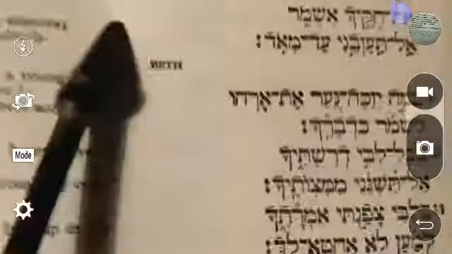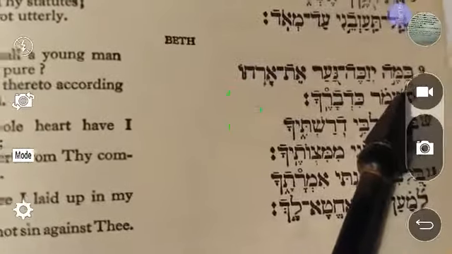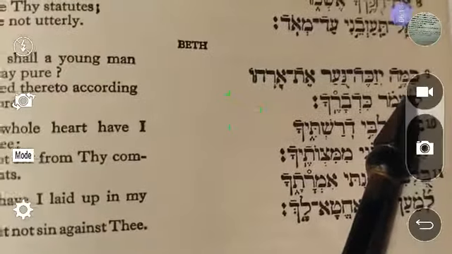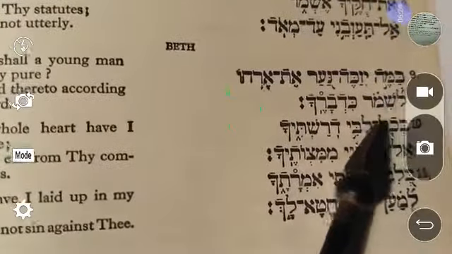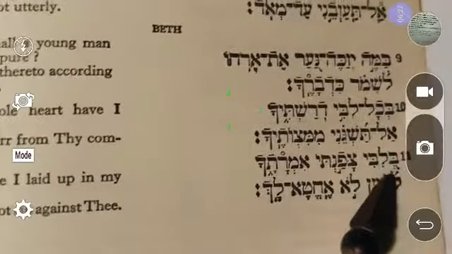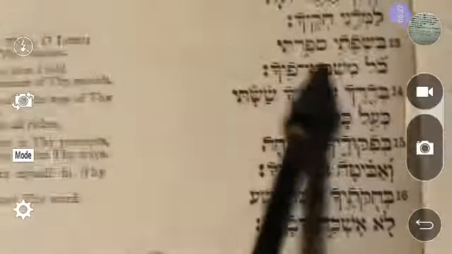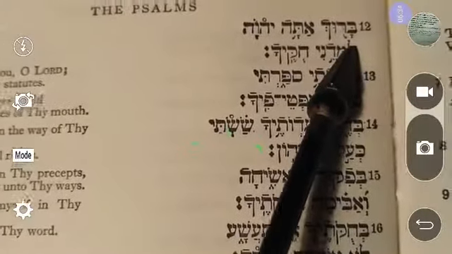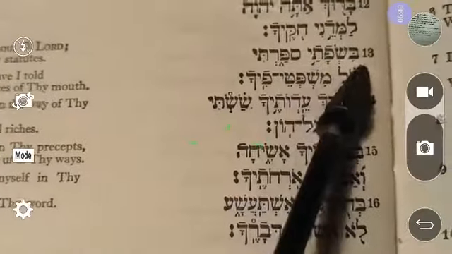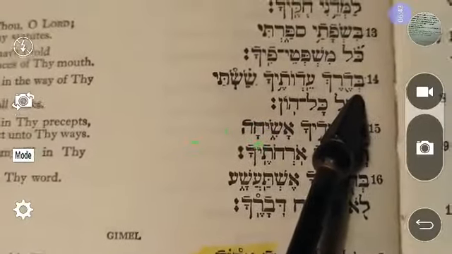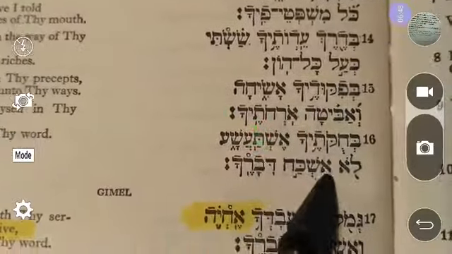And then when you get to Beit, the second letter, the ABCs, we call it the ABGs: Aleph, Beit, Gimel, or Gamel. Here we have Bameh, Bekol, Belibi, and so forth and so on. You can see here's Be, Baruch, Bisfatai, and then it goes on. Biderek, Bifikudeka.